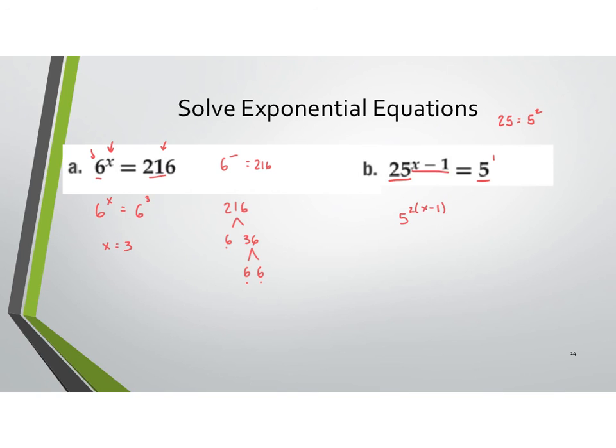So my original exponent doesn't go away. It actually gets multiplied by that 2 in a minute. Equals 5 to the 1. Since my bases are the same, they go away, and I'm now left with 2x minus 1 is equal to 1. Now this is an equation I can solve quite easily. And so I'm going to do that.